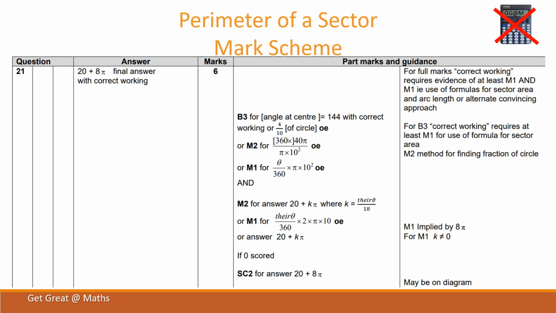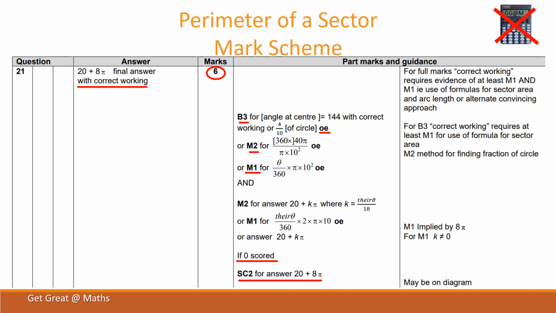Here's the mark scheme. So on the left-hand side, it says the answer is 20 plus 8 pi for the final answer with correct working. It's worth 6 marks. B3 means there are 3 method marks. OE means or equivalent. M2 gives you 2 method marks. M1 is 1 method mark. If 0 scored, SC2 for the answer of 20 plus 8 pi.